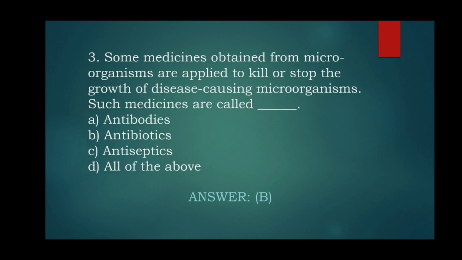Third question: some medicines obtained from microorganisms are applied to kill or stop the growth of disease-causing microorganisms. Such medicines are called dash. The options are antibodies, antibiotics, antiseptics, and all of the above. We know that disease-causing microorganisms can be killed by antibiotics, right? So the correct option is option B, antibiotics.